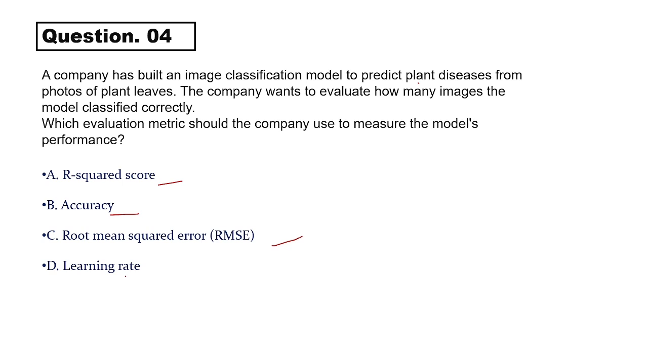Option D, learning rate. So here they want to evaluate how many images the model classified correctly. They want to understand which metric will show this data. So these are the metrics. So you can take your time to guess the correct one.